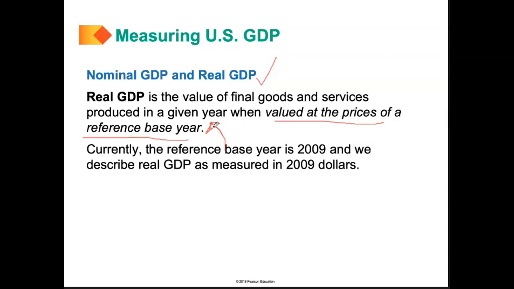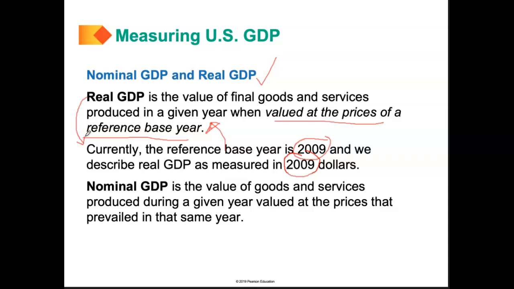Currently in the United States, the reference base year is 2009, and generally it's changed almost every 10 years. So real GDP uses a base year period. It's trying to examine how quantity changes, and not necessarily looking at changes in prices. Nominal GDP, on the other hand, looks at the value of goods and services produced in a country using current year prices, so prices that prevailed in the same year.